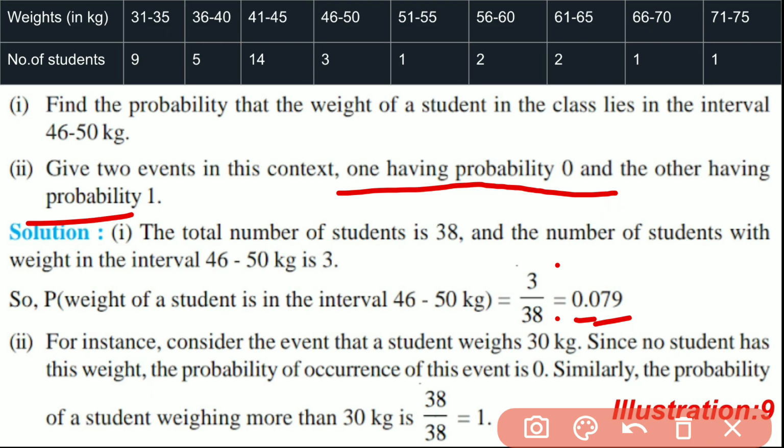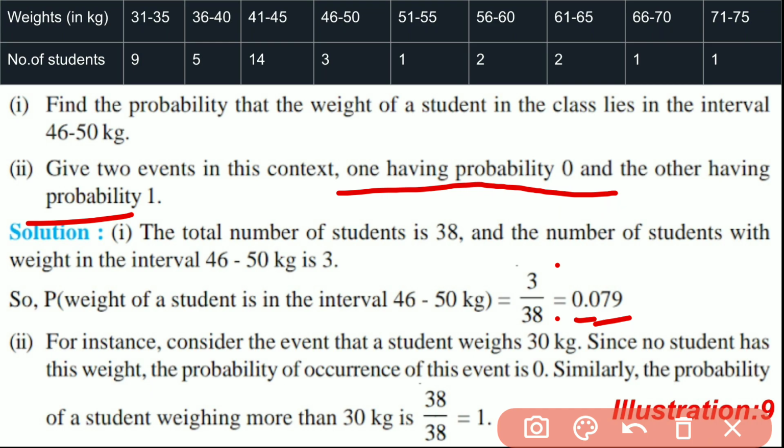Having probability 1 means the result is the total number of students involved. One is only possible when the total of 38 students are included. Considering a certain student weight of 30 kg, since no student is there with weight less than 30, no student is available. And when you go with the probability for no students, your result will be total less than 38 kg, which is none of the students available in the class.